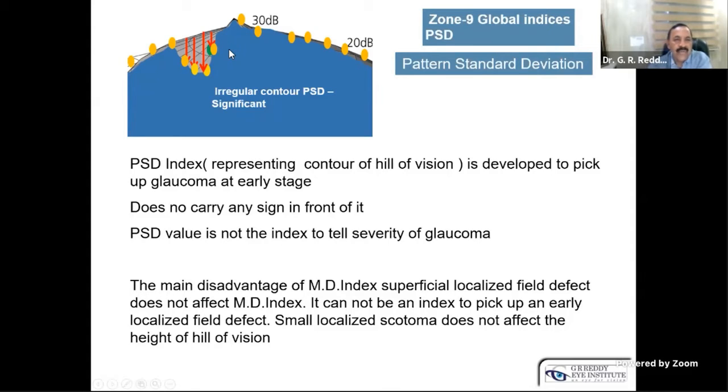So we want to have another index which represents early localized scotoma, that means only a change in contour. So the PSD was developed to pick up change in contour, and it does not have any sign in front of it, and it does not represent the severity of glaucoma. This is the index developed to pick up early localized scotoma.